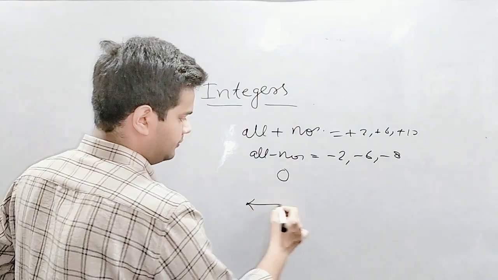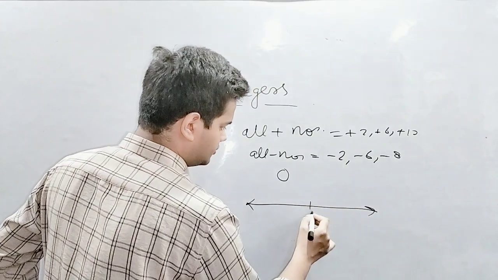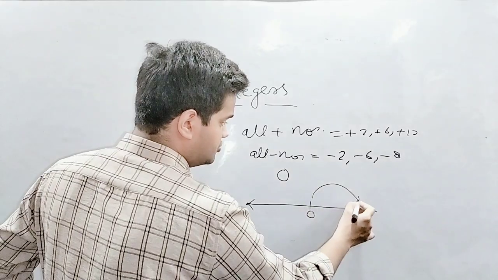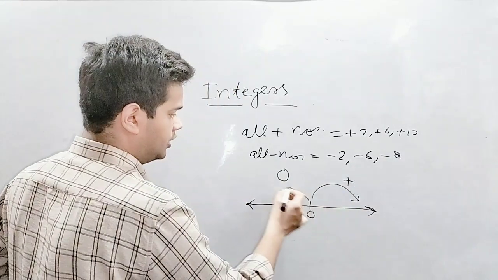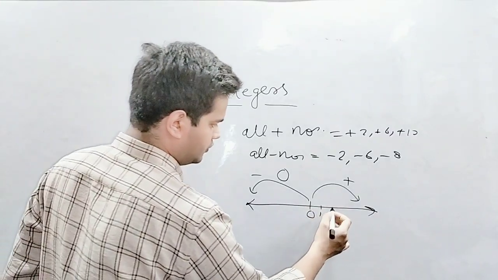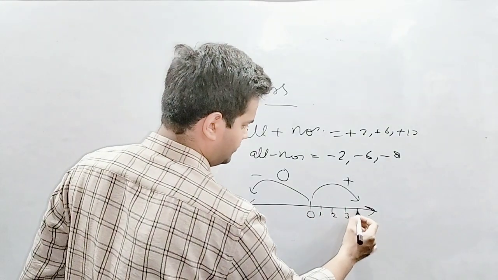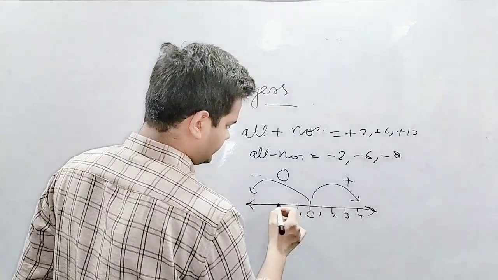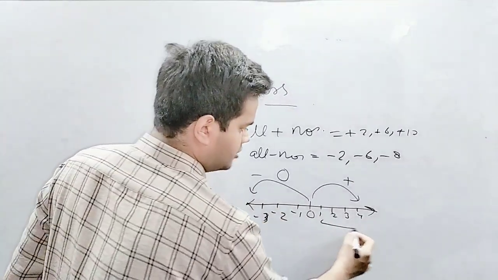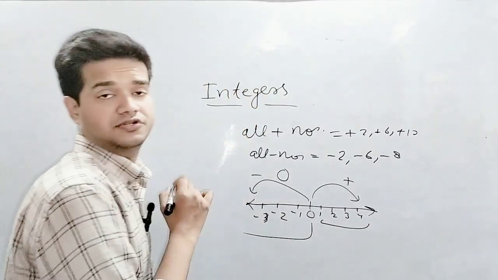If we show this on a number line, 0 comes in between. All numbers after 0 are positives and all numbers before zero are negatives. Okay, so this becomes 1, 2. If I make it on a number line, we can show all positive numbers and all negative numbers like this.